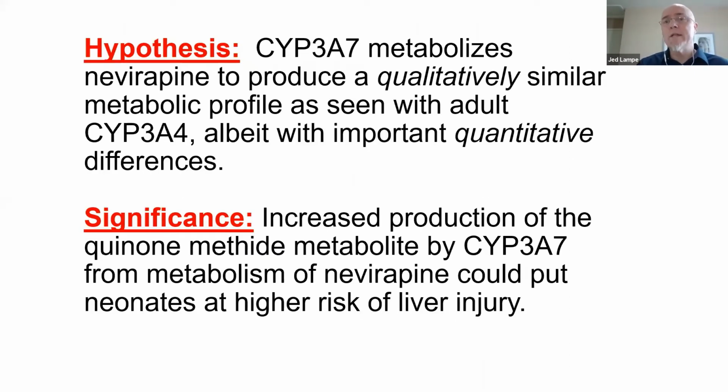So our hypothesis then was that CYP3A7 will metabolize nevirapine to produce a qualitatively similar metabolic profile to that seen with adult CYP3A4. So we expect to see similar metabolites, 2-hydroxy, 12-hydroxy, and the reactive metabolite, albeit we also expect to see important quantitative differences. You might expect that you would produce fewer amounts of metabolites than you would with 3A4. And it turns out the significance of this is that increased production of this quinone methide species, which was counterintuitive to what we thought initially, by CYP3A7 for metabolism of nevirapine can put neonates at higher risk of liver injury because you're producing this reactive metabolite with CYP3A7 more so than CYP3A4.